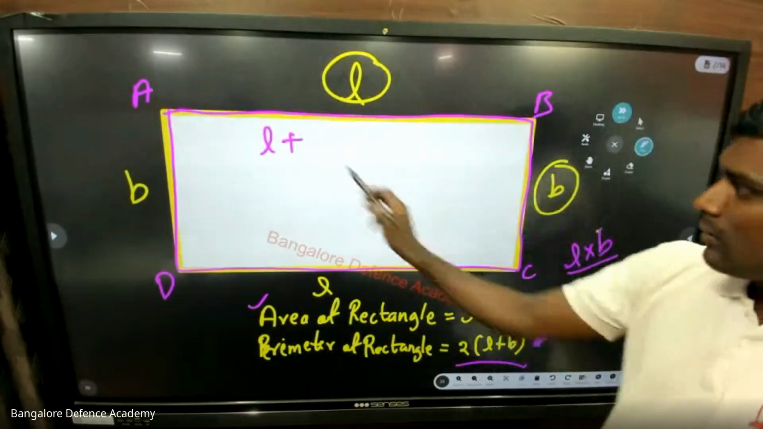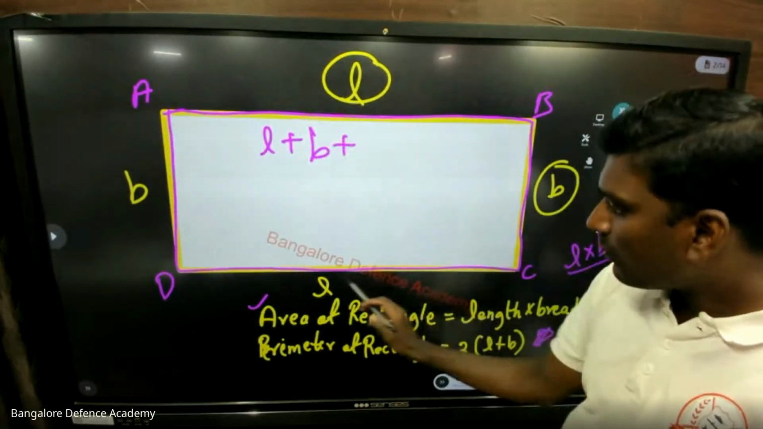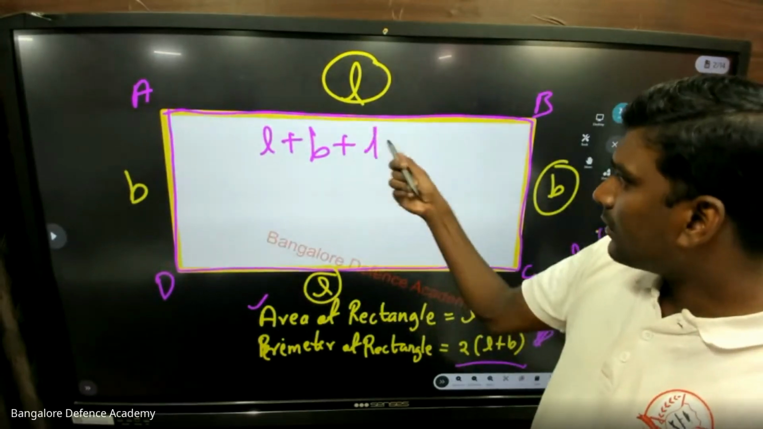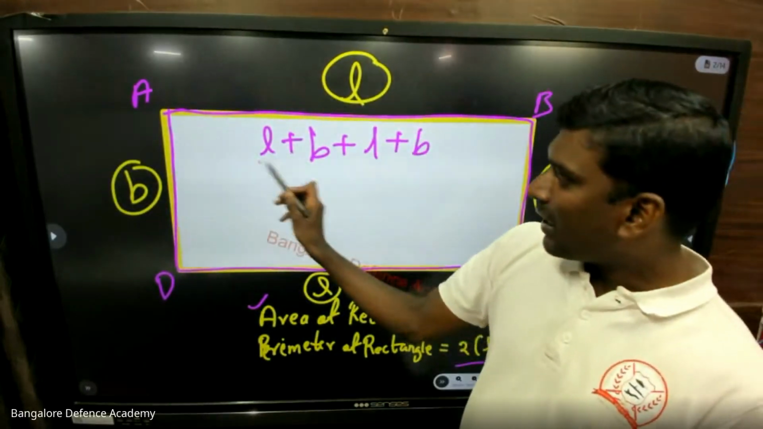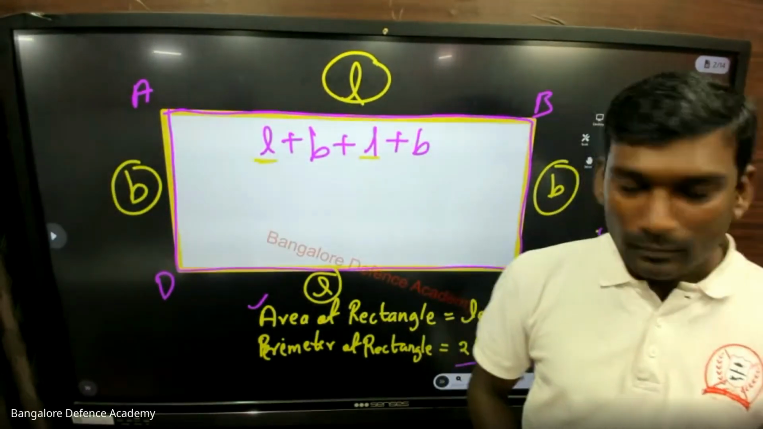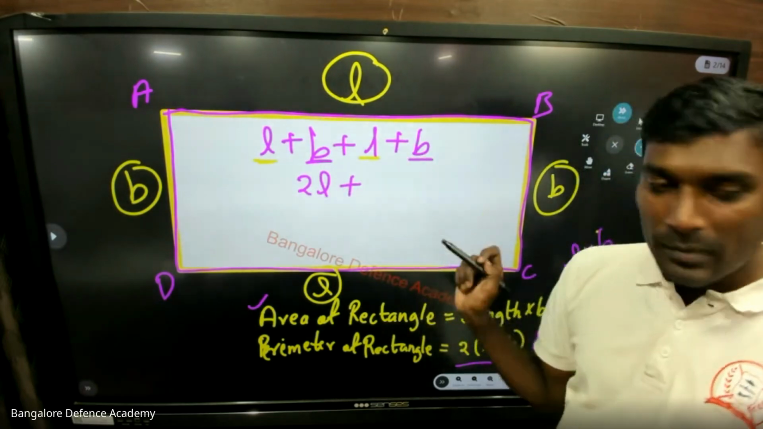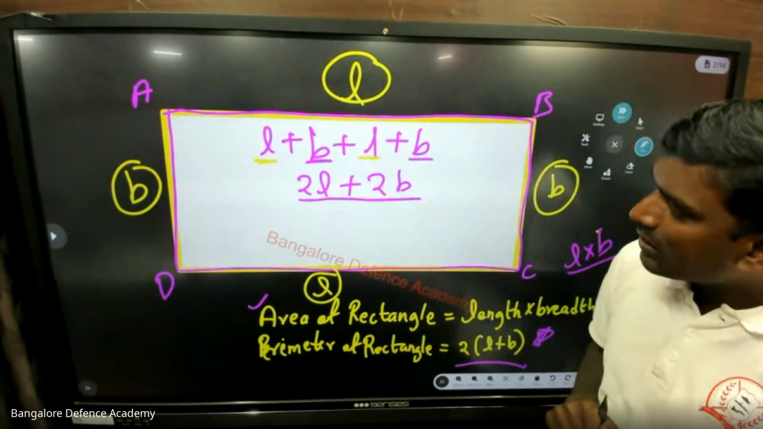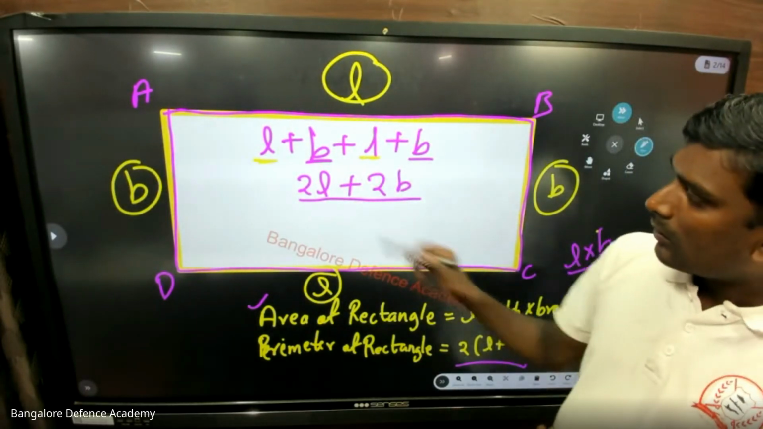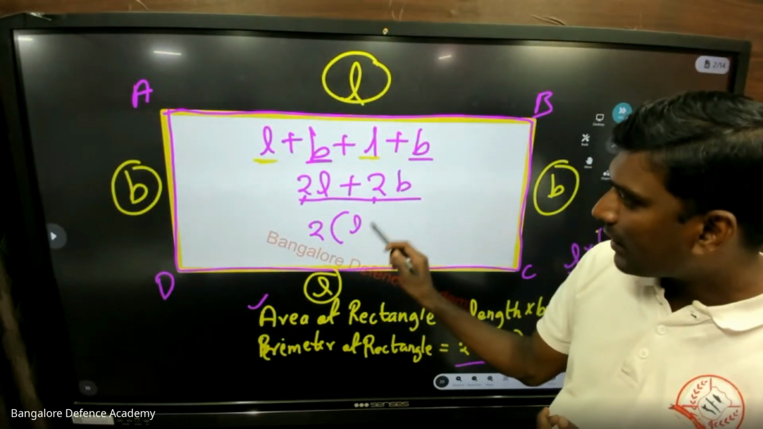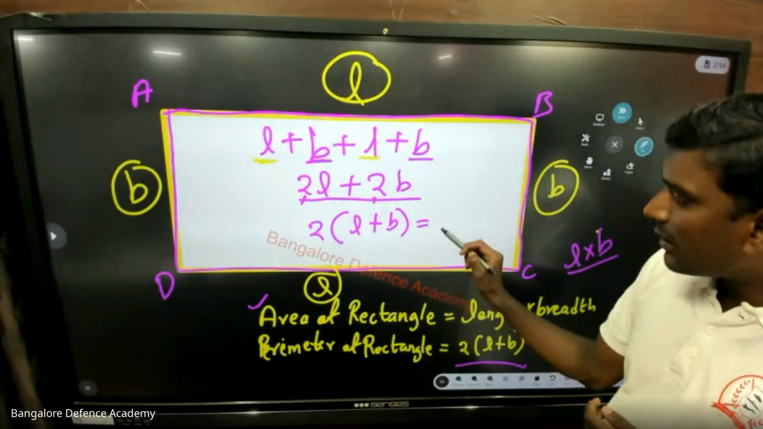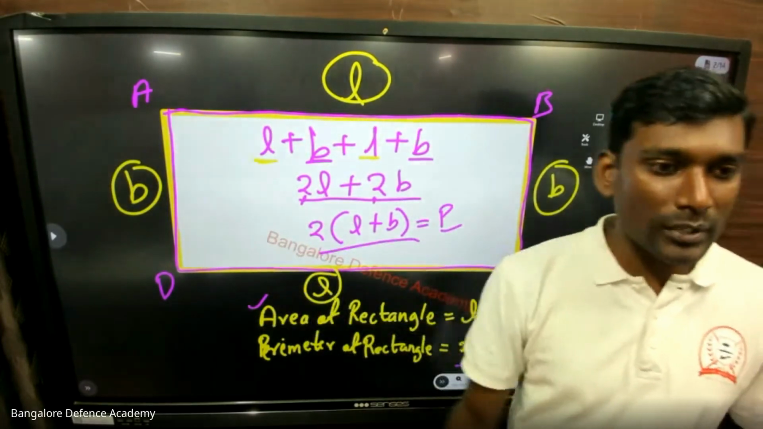What is this next one? B. Again, L plus. Again, I'm walking the distance of B. Now look at this, L and L. How many L do you have? 2 L. And how many B do you have? 2. So you have something common here, 2. I take it common outside. In bracket, I can write length plus breadth. That is why the perimeter of rectangle formula is 2 into L plus B.